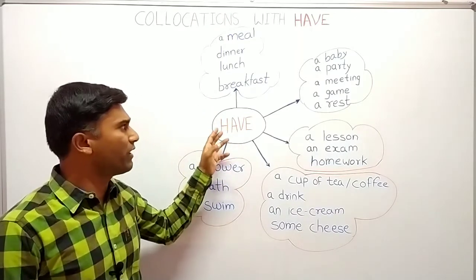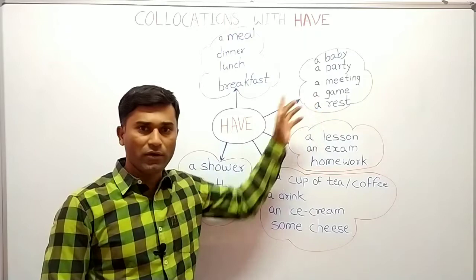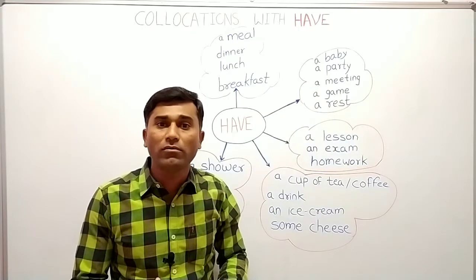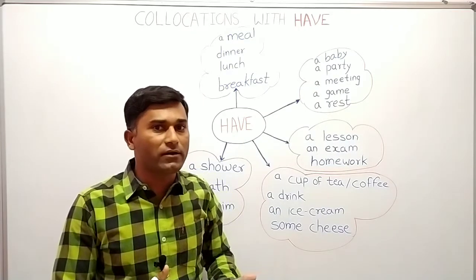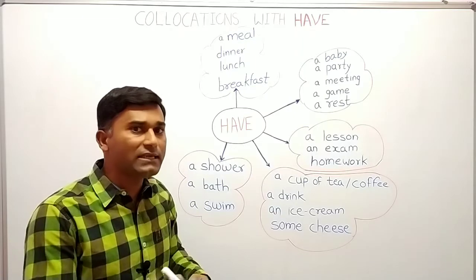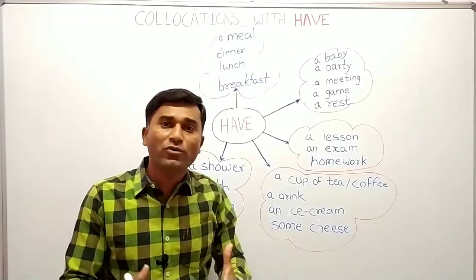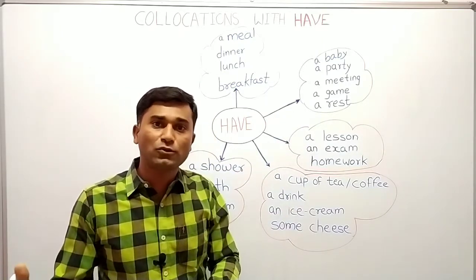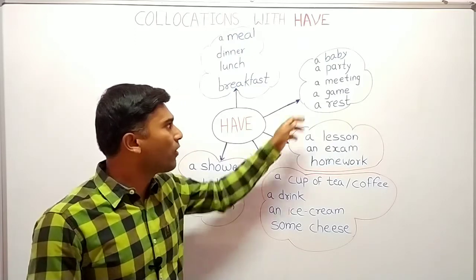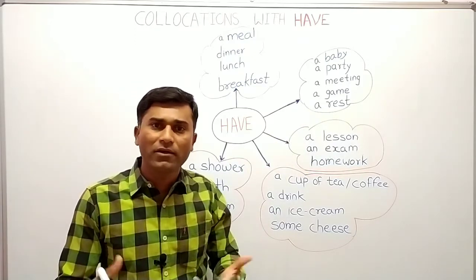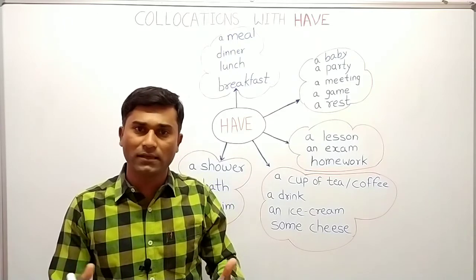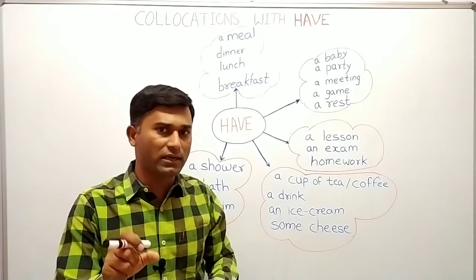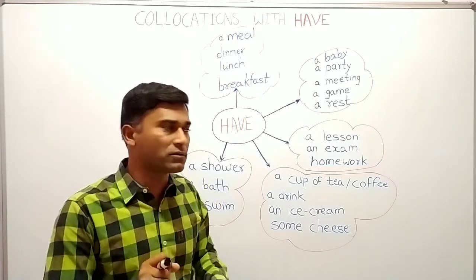In the same way, there is another group of words with which have is used. For example, we say he is going to have a party. If there is a party, we say he is going to have a party, or I am going to have a party tomorrow. Or you can say I have a meeting tomorrow. Or we say let us have a game. You can say any game: let us have a game of cricket, let us have a game of football, let us have a game of hockey. You can use the of construction if you want to be specific about a particular game.